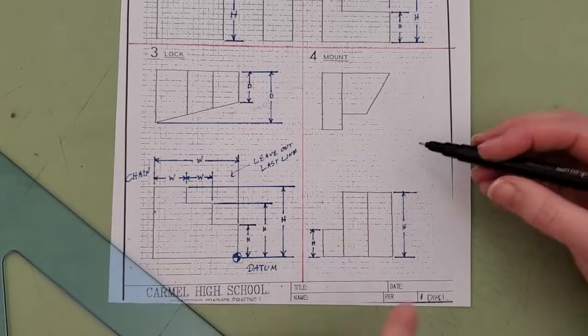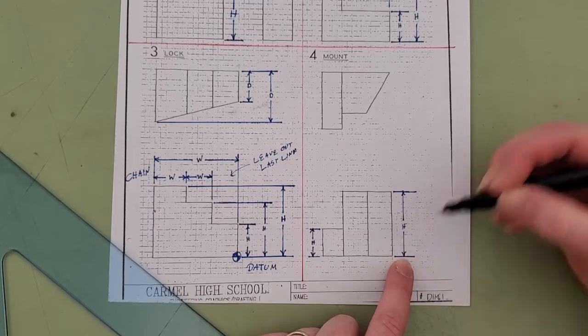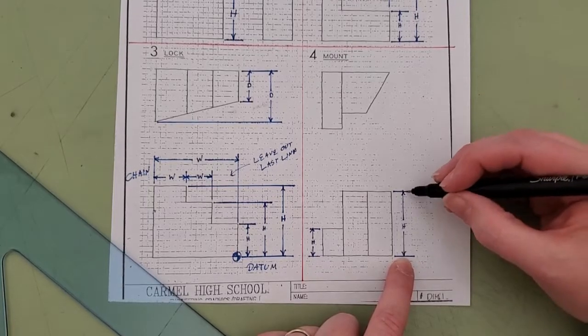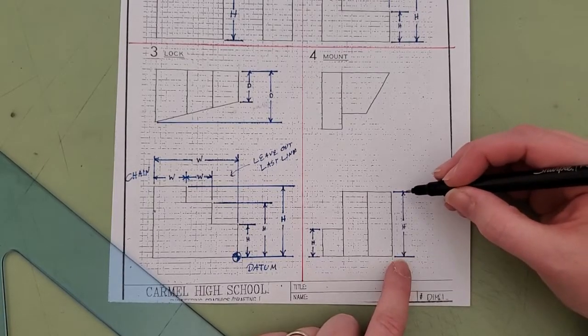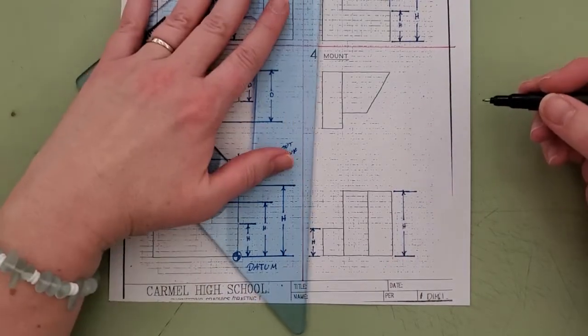I also want to point out that the arrow doesn't go at the very end of the line. You usually have about 1/8 of an inch to 1/4 of an inch between the end of the extension line and where the arrow starts. And that's just a common practice.